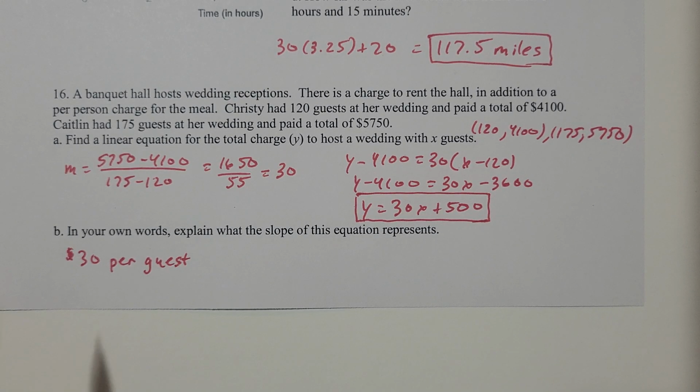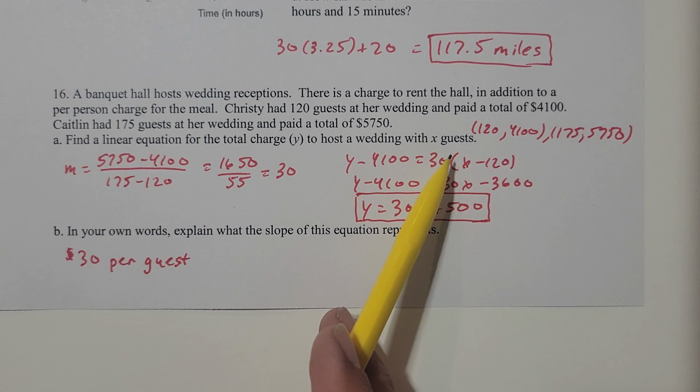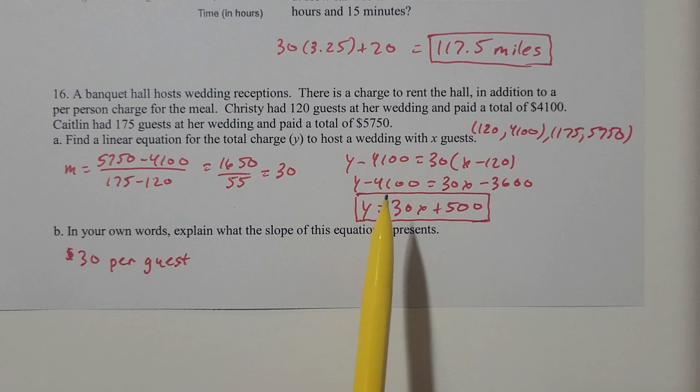Okay. In part B, it says, in your own words, explain what the slope of this equation represents. So the slope, that's the number in front of x, that's 30. x is the number of guests, and y is the cost that you're paying, right? So it looks like it's going to be $30 for each guest that you have at the wedding.